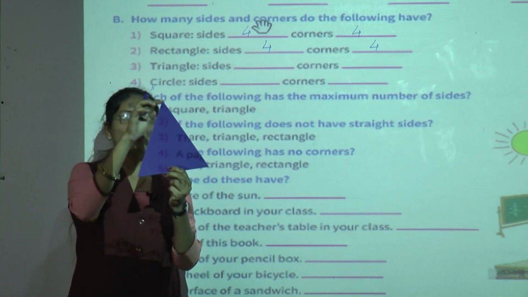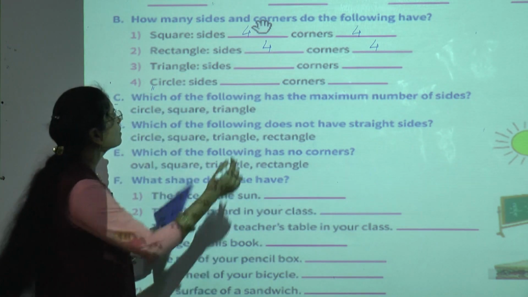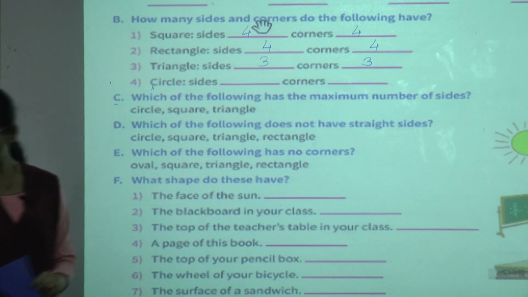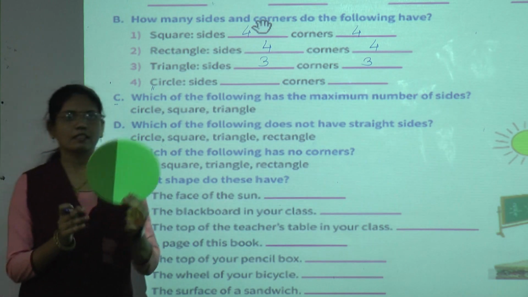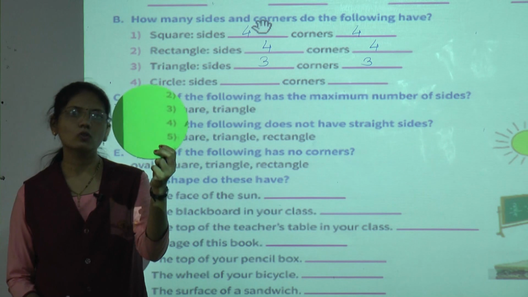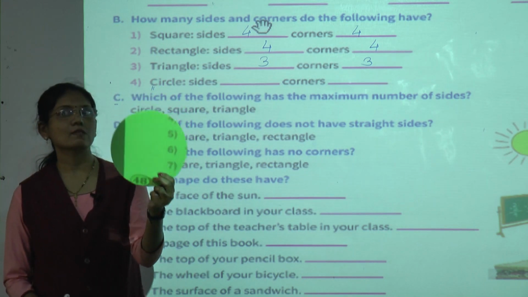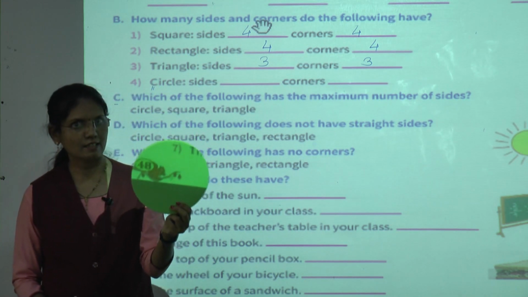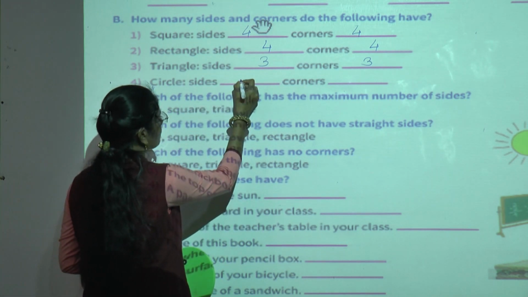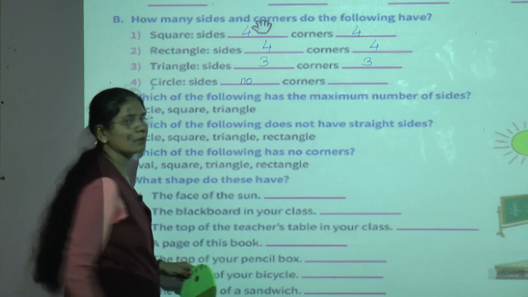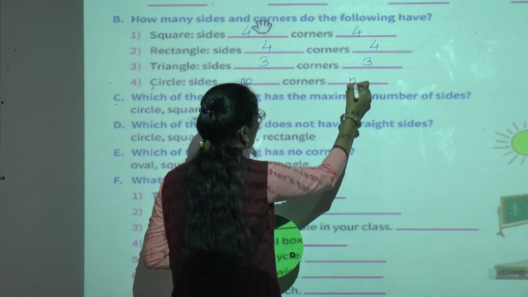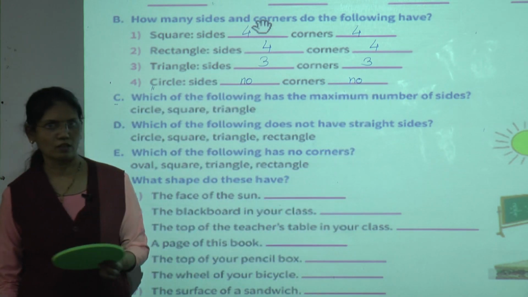Now see the next shape, triangle. See this. 1, 2, 3. It has 3 sides and 3 corners. Now what about the circle? Yes, it has no sides and it has no corners, but it has one curved side, not a straight side. So for sides, we will write no sides, because sides means straight sides, and it has no corners, or you can write 0 corners also.